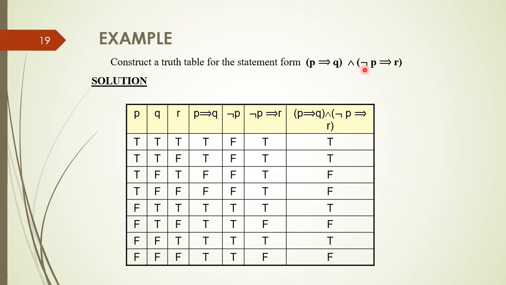After evaluating the negation part, not P, we can evaluate the first component, P implies Q, and then we evaluate the second component, not P implies R, and at the end we will evaluate the truth value by combining these two parts with the conjunction operator, and we'll get the overall truth value in the last column of the truth table.